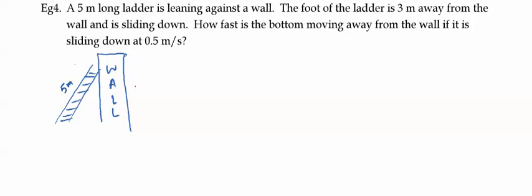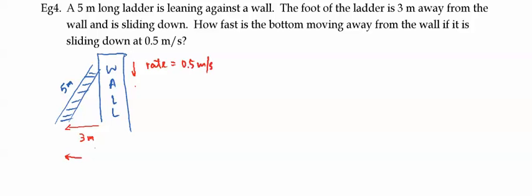The foot of the ladder is 3 meters away from the wall at this time, but it is sliding away from the wall. So for now, it is 3 meters at the beginning, but it is moving away from the wall. How fast is the bottom moving away from the wall? If it is sliding down at 0.5 meters per second. So if this ladder is moving down at a rate that is 0.5 meters per second, how fast is the bottom moving?